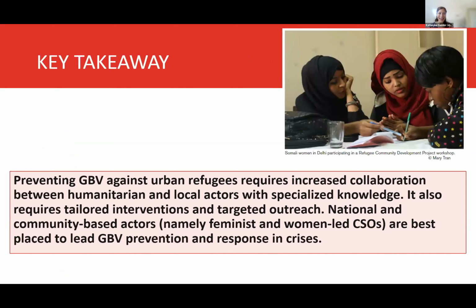So finally, the key takeaway I want to leave everyone with is that preventing GBV against urban refugees requires increased collaboration between humanitarian and local actors with specialized knowledge. It also requires tailored interventions and targeted outreach. And this is especially important for marginalized subpopulations. And finally, national and community-based actors, namely feminist and women-led civil society organizations, are really best placed to lead this GBV prevention and response in crises.